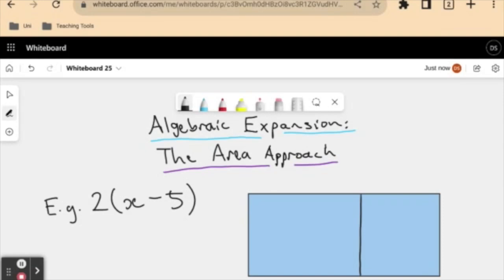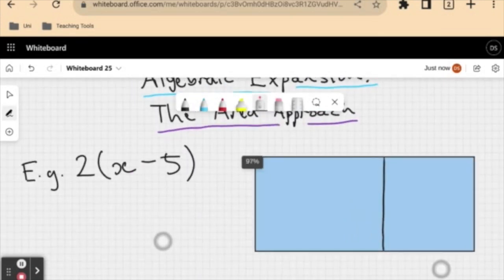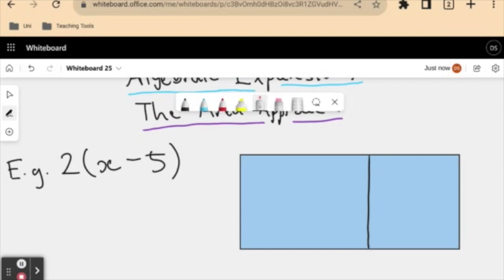Okay, so today we're going to just do the second part of our algebraic expansion. And we are going to be looking once again at the area approach, but we're going to do it slightly differently because we have, as you can see here, a negative here. The number in the brackets is x minus 5. So how is this going to affect us in terms of our actual shape here? Well, we can still think of this as kind of two components.